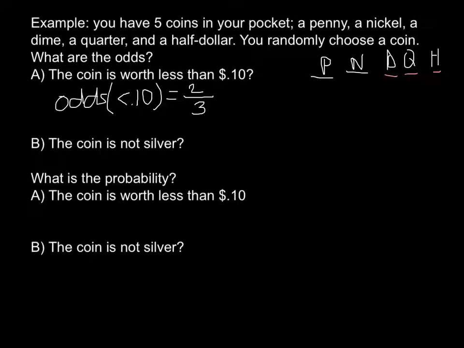Okay, so our favorable ones, we want a coin less than 10 cents. We've got a penny and a nickel. And our unfavorable ones, we don't want a dime, we don't want a quarter, we don't want a $50. Okay, so our odds would be 2 to 3.